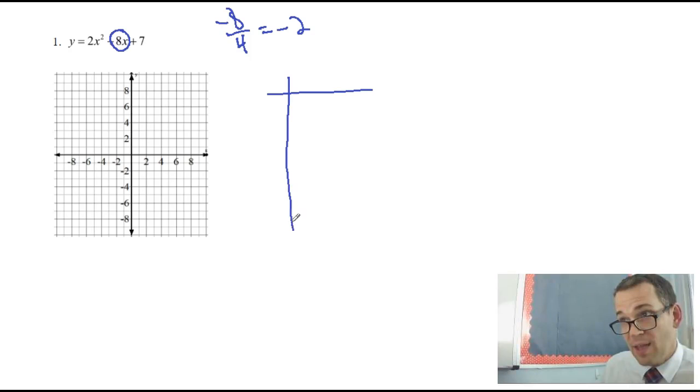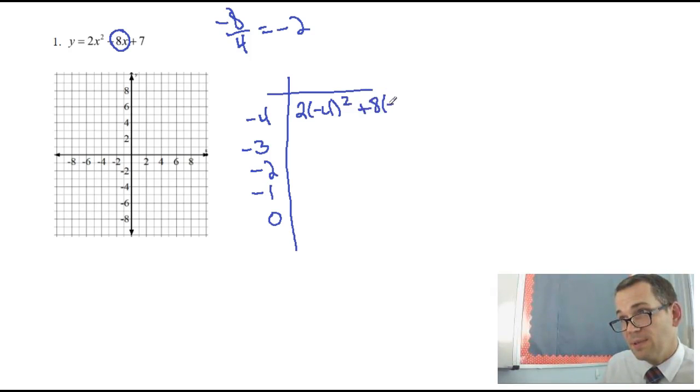I'll build a table with negative 2 smack dab in the middle. These are the numbers that come after negative 2. These are the ones that come just before. And all of these x values will be plugged into this function to figure out what the corresponding y value is. So I'll have 2 times negative 4 squared plus 8 times negative 4 plus 7. I'll have 2 times negative 3 squared plus 8 times negative 3 plus 7.